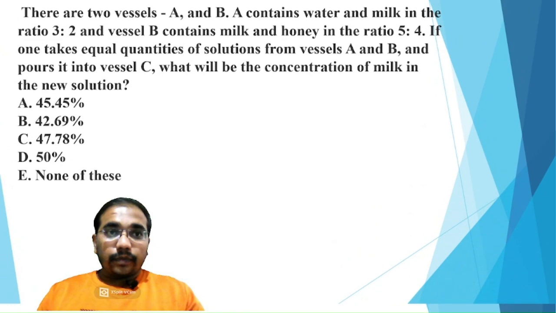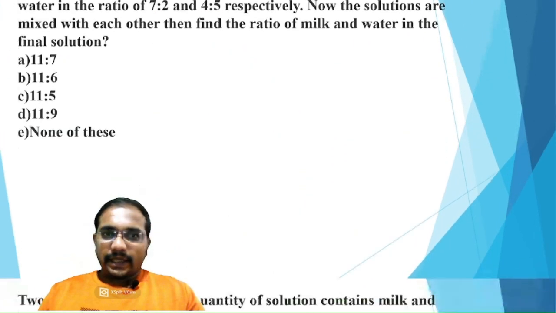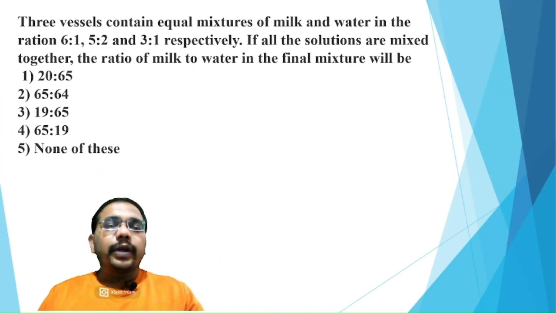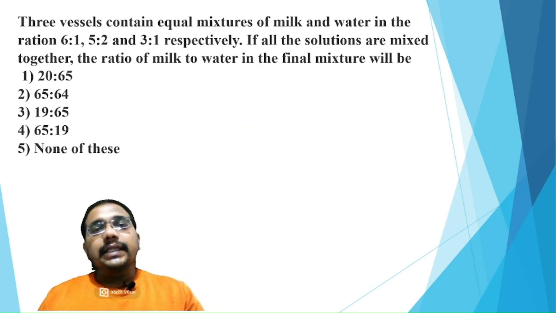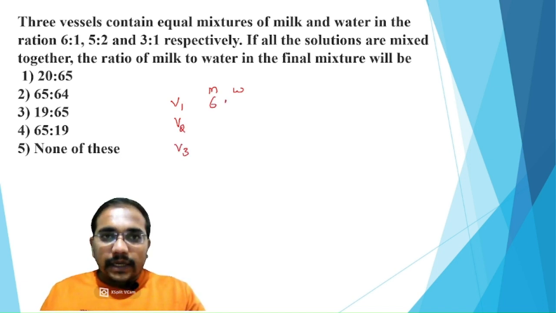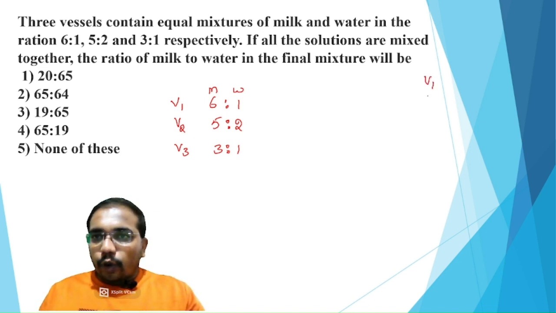Previously, we are having 2 vessels only, right? In all these questions, 2 vessels are there. But here you are having how many vessels? 3 vessels. 3 vessels contain equal mixtures. That means milk and water in vessel 1, vessel 2, vessel 3 must be equal. But vessel 1 contains milk and water in which ratio? 6:1. This is 5:2. This is how much value? 3:1.